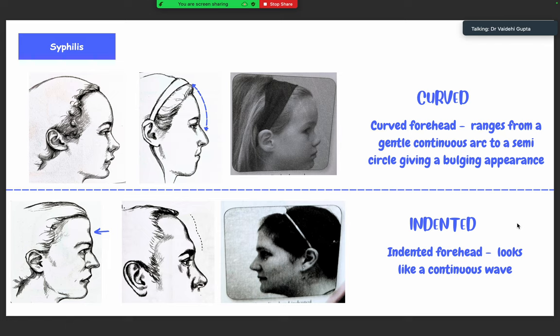The extreme right one is the actual picture. And now indented. In indented, the forehead is slightly depressed in structure. An indented forehead looks like a continuous wave, but it is different from the brow strong. When it is brow strong, it is just above the forehead and it is not that continuous. It looks like a depression, and here it looks like a continuous wave. So in syphilis, there are two types of forehead, curved and indented.